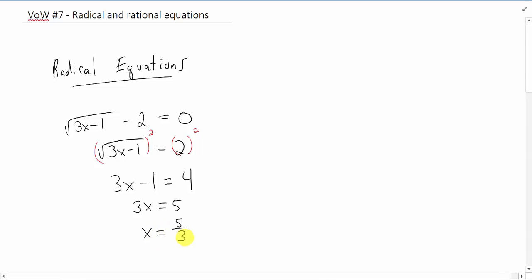Now if that went a little fast for you, feel free to hit pause in the browser and stare at it for a little while. But one important thing about radical and rational equations is that we should be checking our answers at the end, because it's possible to get answers down here that don't actually work. So what I'm going to do is take x equals 5/3, that's the possible answer that we got. I'm going to plug it into the original equation.